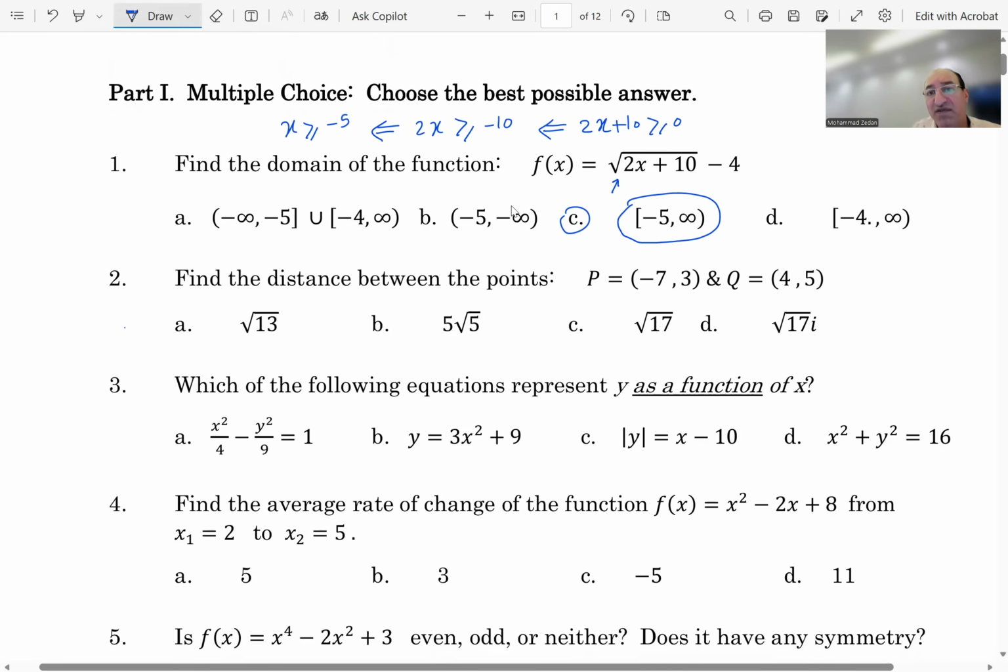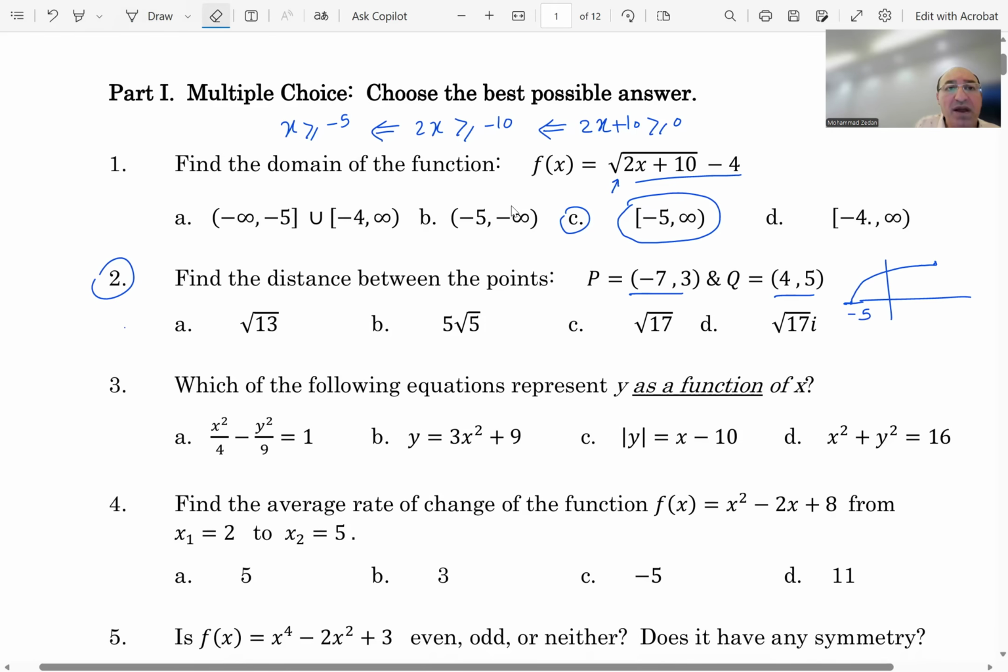It means this function, when you graph it, will be in this part from negative 5 here until infinity, like this form. Question number two: find the distance between the points negative 7 and 3 and 4 and 5.